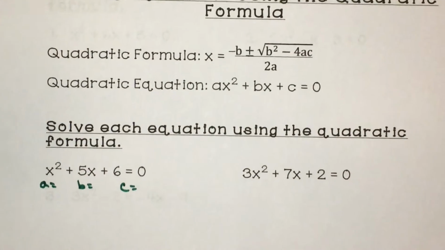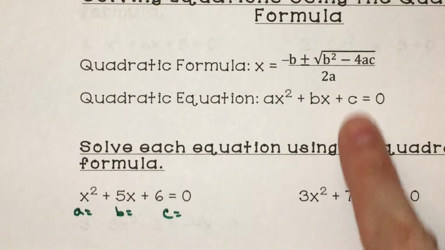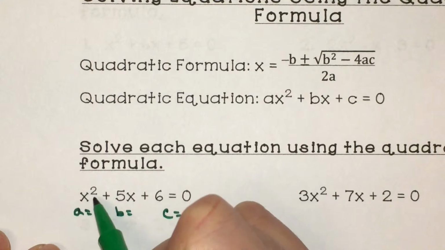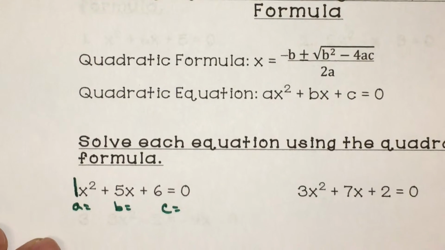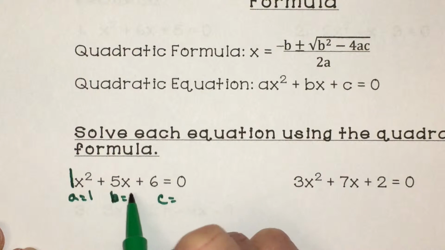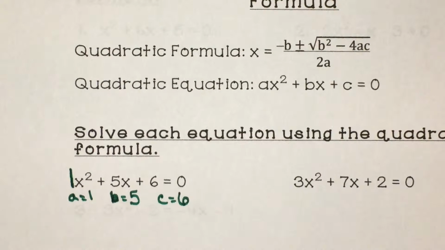I'm going to zoom in a little bit. Okay, so we still have the quadratic formula up here that we can look at. So the a term is the coefficient of x squared. Well, 1 would be multiplied by x squared, so we know that a is equal to 1. b is the coefficient of the x term, which is 5, and c is the constant, which is all by itself, 6. So all we're going to do is take those values and plug them into our formula.